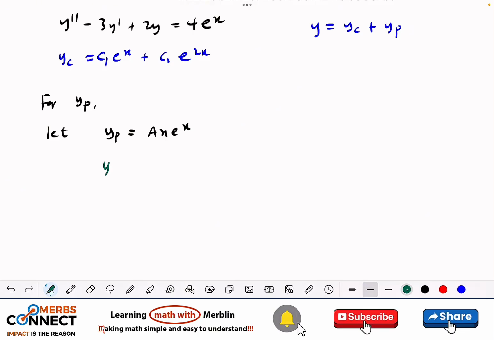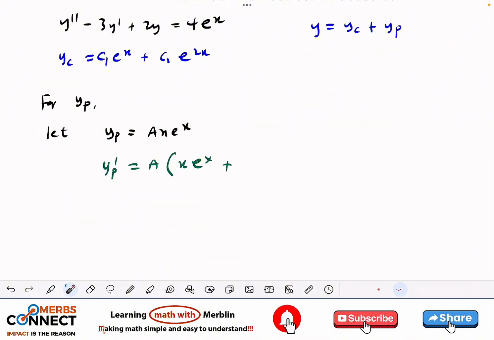So let's go. yp prime will be equal to, here we need to use the product rule. So I have a. When I want to use the product rule, first I'll maintain x and differentiate this, which is going to give us the same thing, plus I'll maintain this and differentiate x, I'll get 1. So I'm going to have something like this.